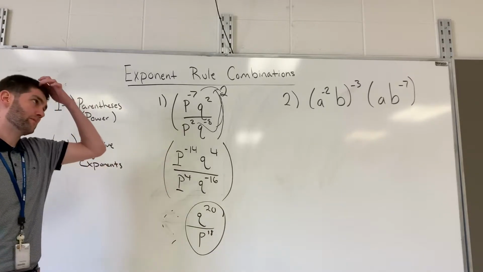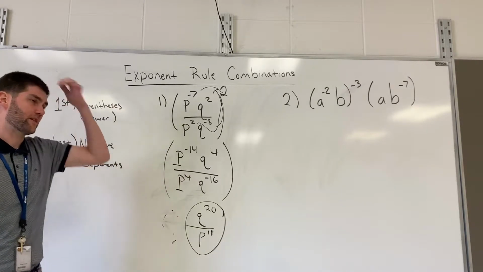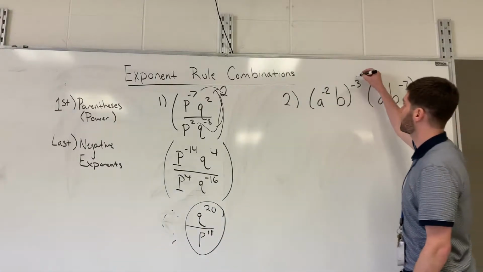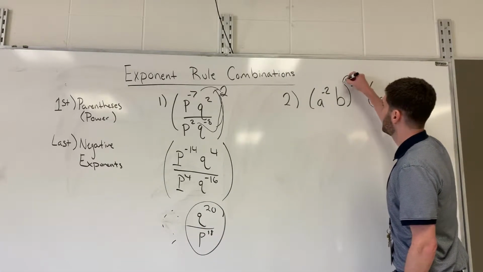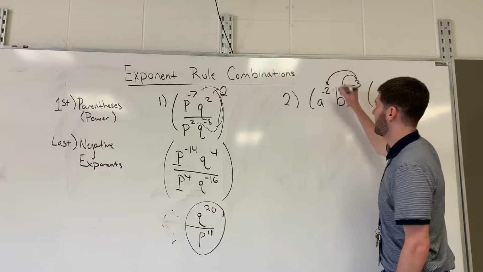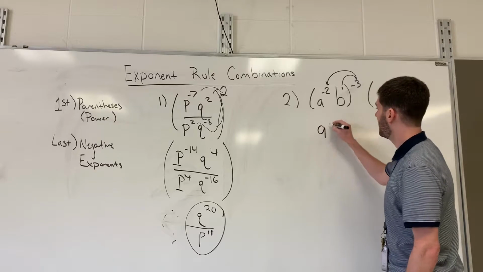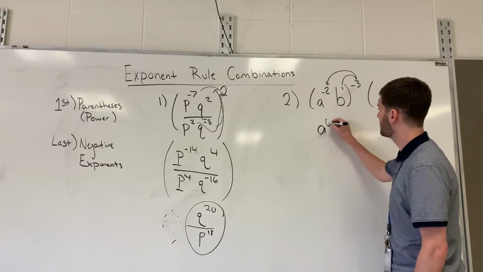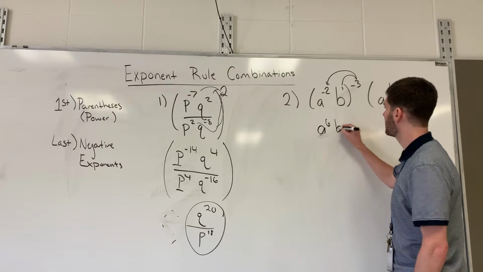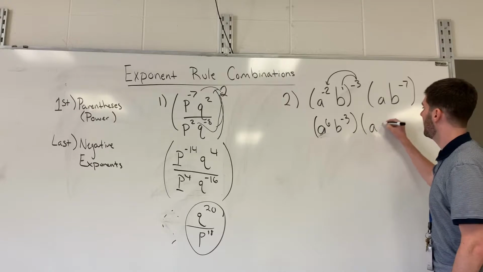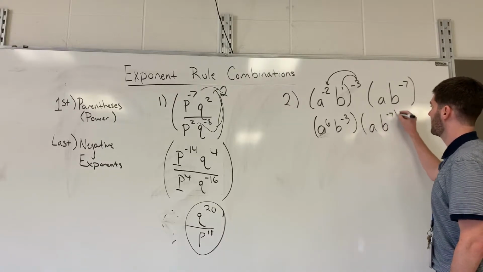Now this second problem also has the expanded power rule, but only with this first term. So I've got to distribute this negative 3 to the first power and distribute it to the negative second power. So I have a to the 6th power and b to the negative 3rd power, times a, b to the negative 7th.